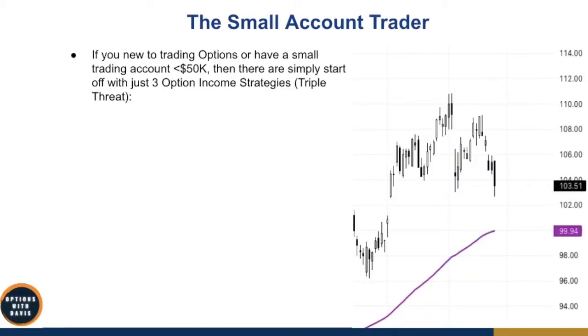So if you're new to trading options, or maybe you've just placed a few trades, or maybe you're in demo trading, or you have a small trading account size that is less than $50,000, then there are simply three strategies that you can just start off with. And I call this the triple threat.